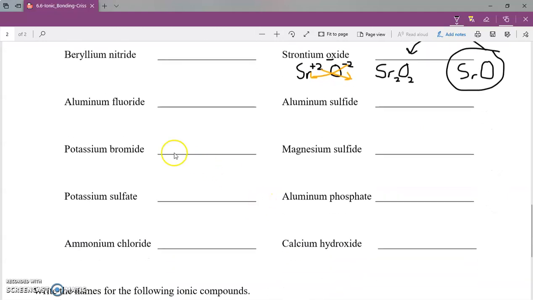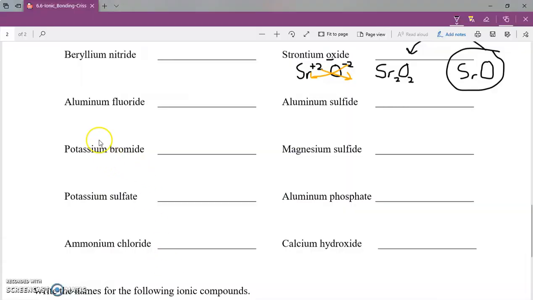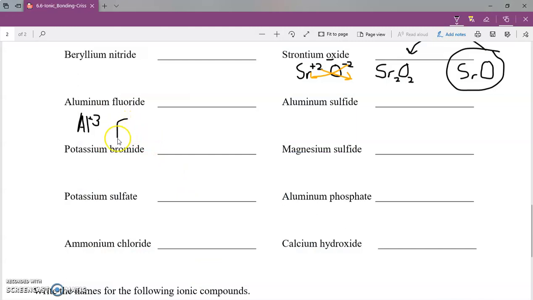Let's do another one here. Let's do this one, aluminum fluoride. Again, aluminum is in group 3, so it has 3 valence electrons. As a metal, it's going to lose them, so it's going to be positive, +3. Now fluorine is in group 7, right over here. It needs 1 more electron to get to 8, right? Getting 1 more electron means it's going to be -1.